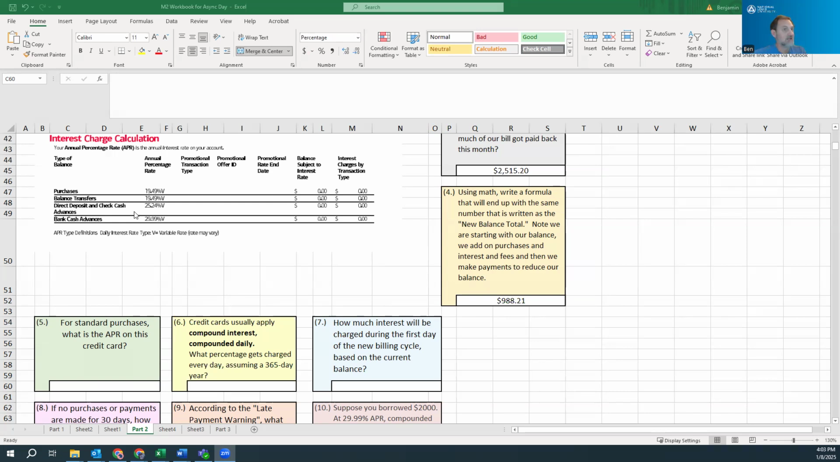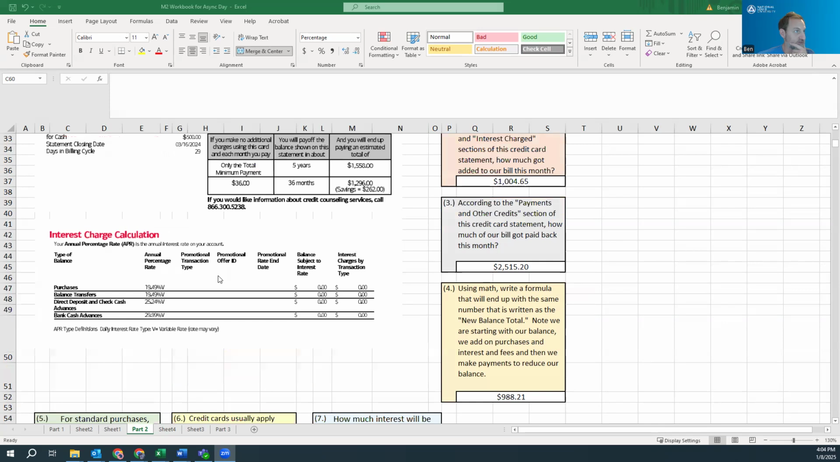enthusiasm and excitement. So, the first question is for standard purchases, what's the APR on this credit card? And the answer is inside of the statement. And I just want to point out that the interest rates here are interesting because there's different interest rates for different types of charges. That's actually very significant.